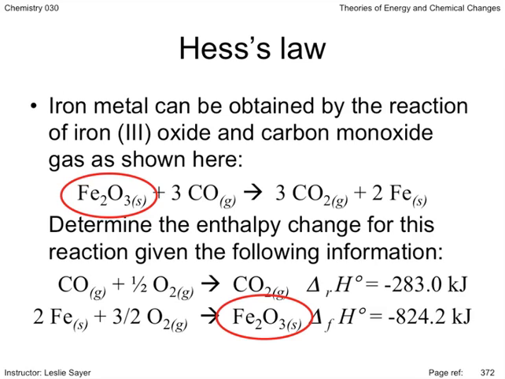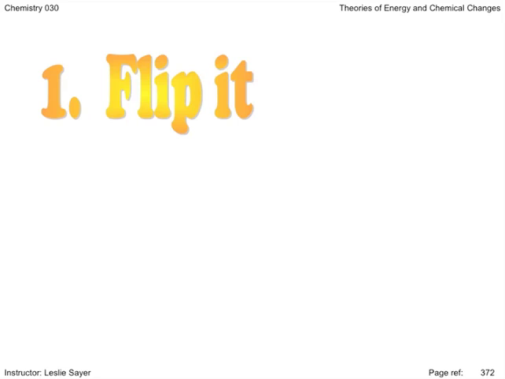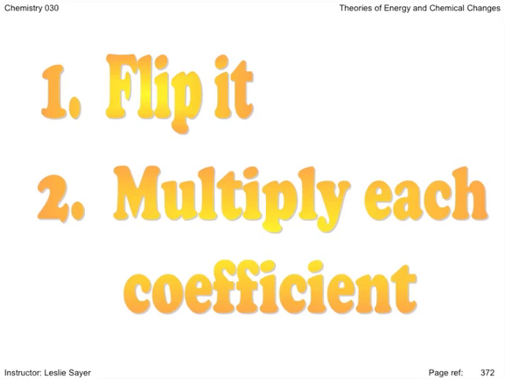As is frequently the case with Hess's law questions, you will need to manipulate the given equations before adding them to get the required net equation, also called the target equation. There are two ways to manipulate equations. First, you can flip it, so reactants become products and products become reactants. And second, multiply the coefficients by a factor that changes the mole amounts of the reactants and products.